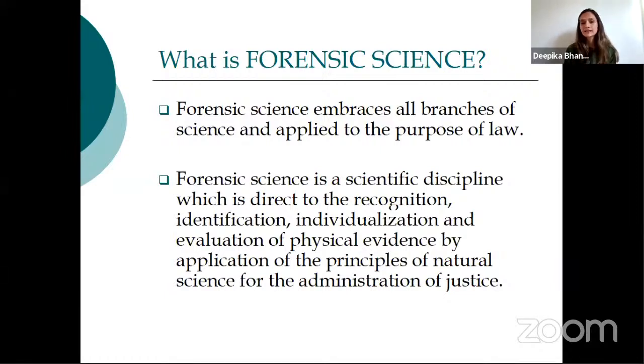Forensic science is a scientific discipline which is directed to the recognition, identification, individualization, and evaluation of physical evidence by application of the principles of natural science for the administration of justice. So basically, you not only recognize the evidence at the scene of crime, you also have to identify whether it is of any relevance or not. Then you have to individualize it, whether it matches the thing that has been found at the scene of crime. And then ultimately, you have to evaluate the evidence.